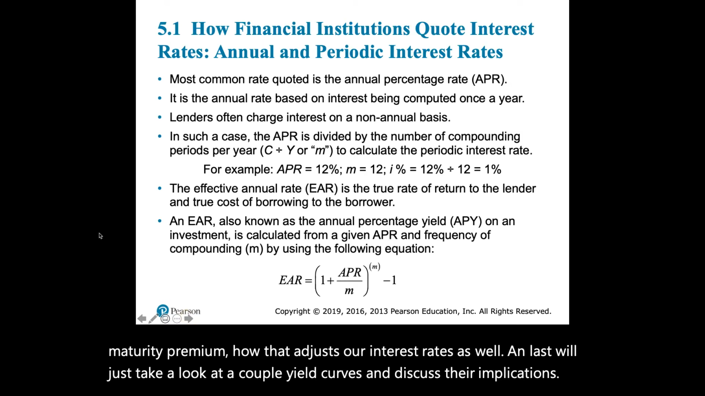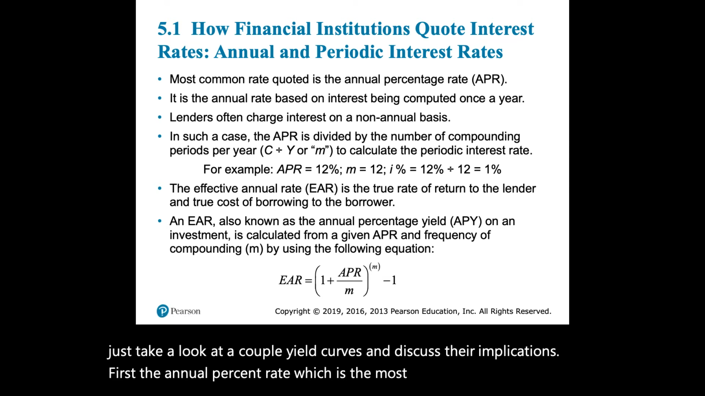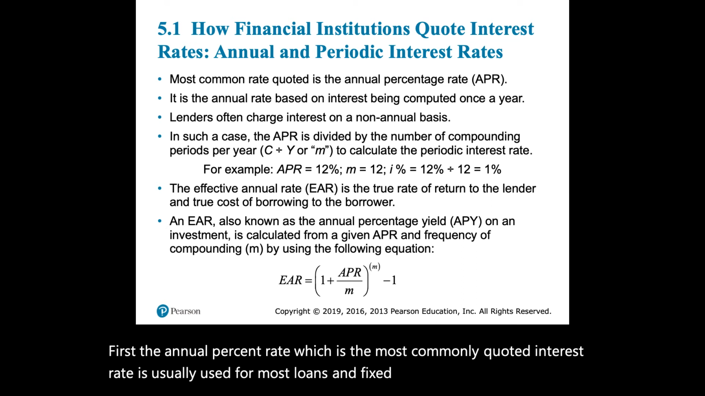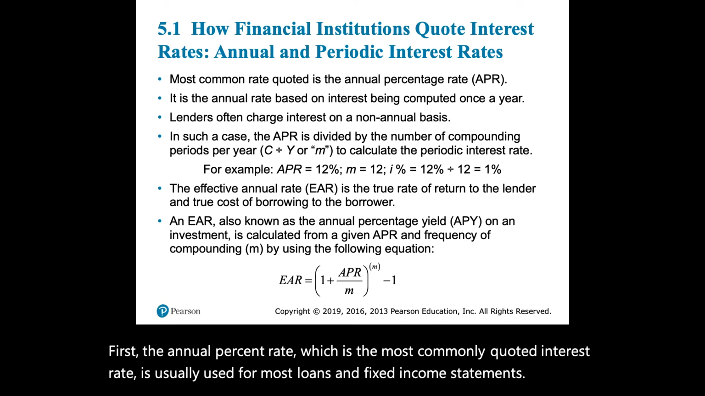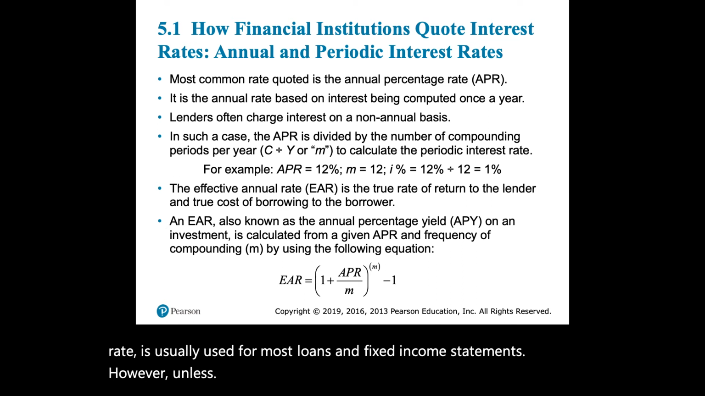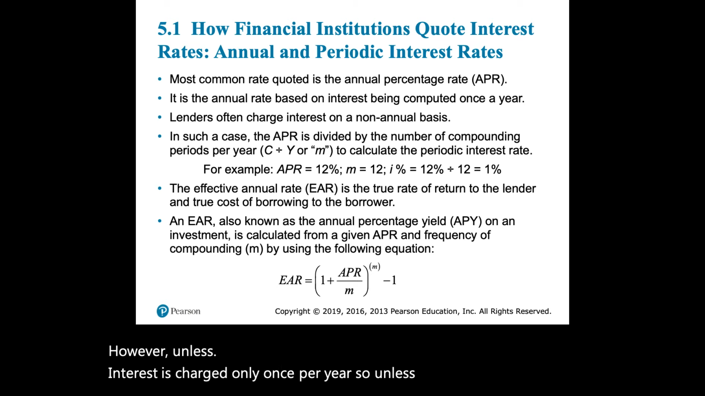So first, the annual percent rate, which is the most commonly quoted interest rate, is usually used for most loans and fixed income statements. However, unless interest is charged only once per year, so unless it's charged annually, APR will understate the true cost of interest to the borrower.